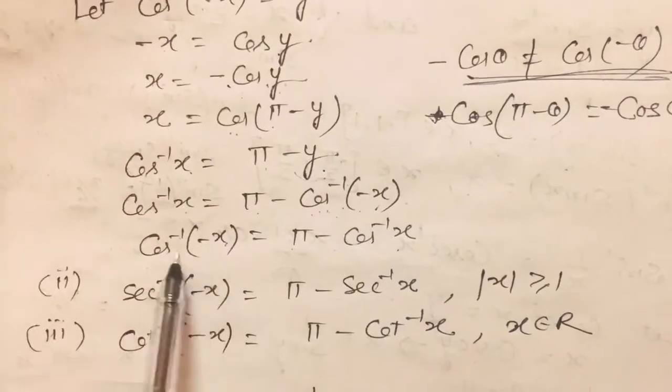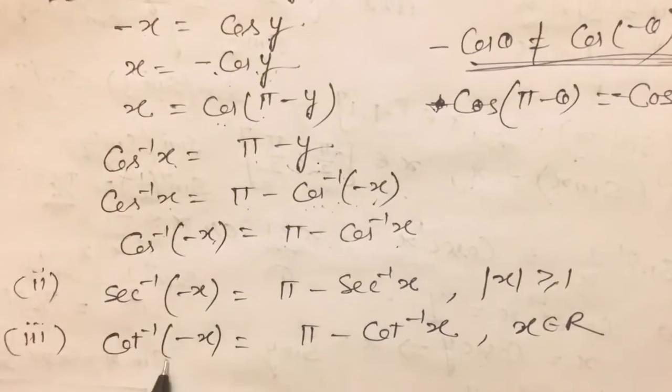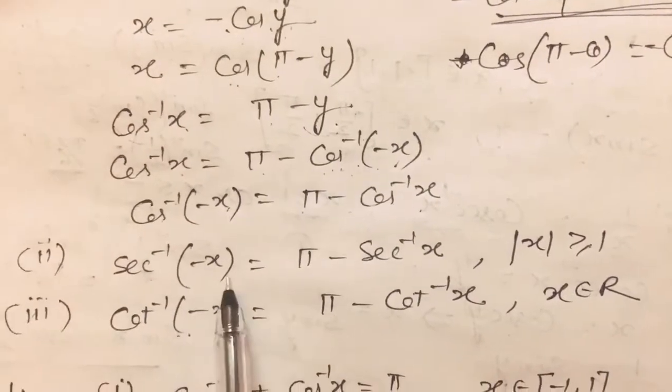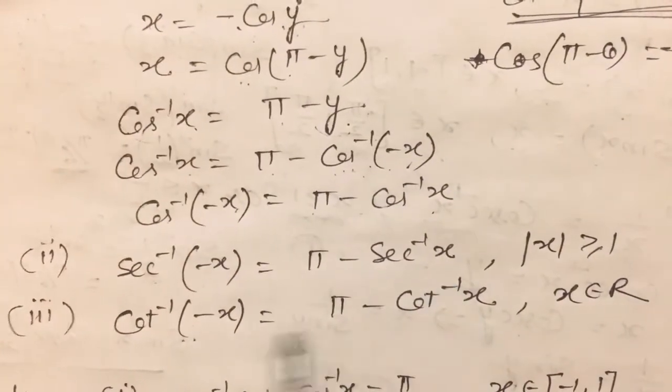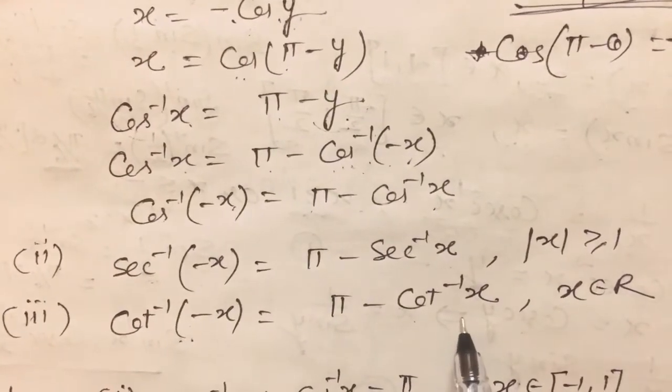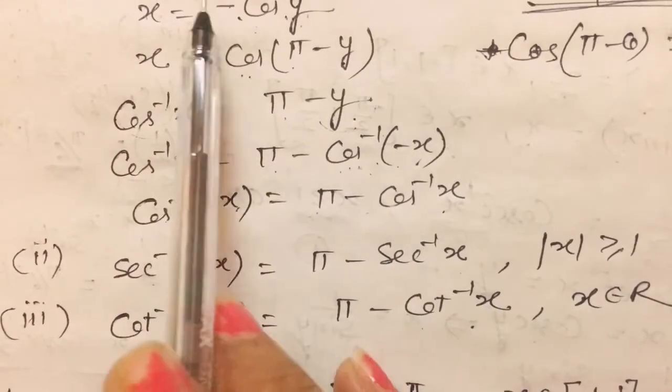In the same way we can take these properties also. Secant inverse of minus x, we can write pi minus secant inverse x, and cot inverse of minus x is equal to pi minus cot inverse x. And in a similar way we can prove these properties also.